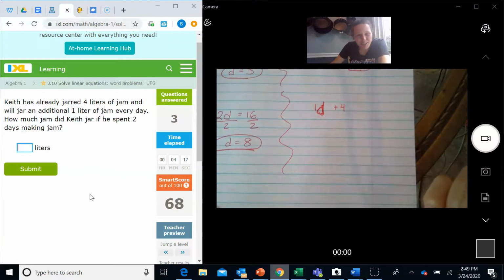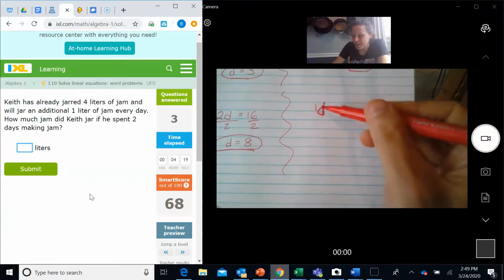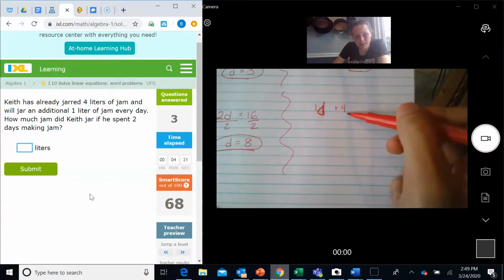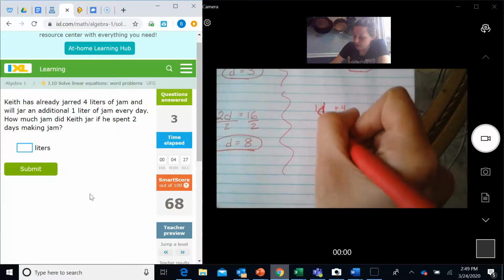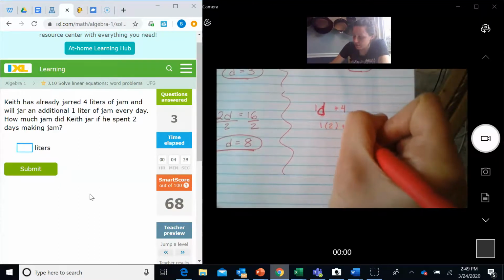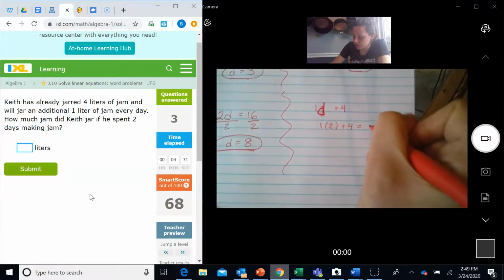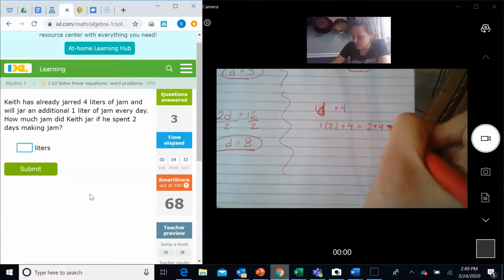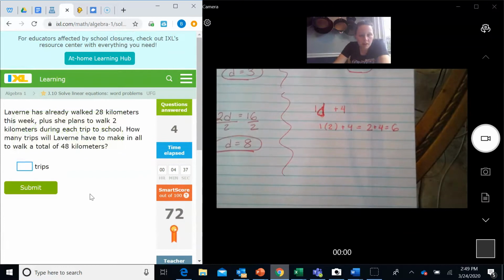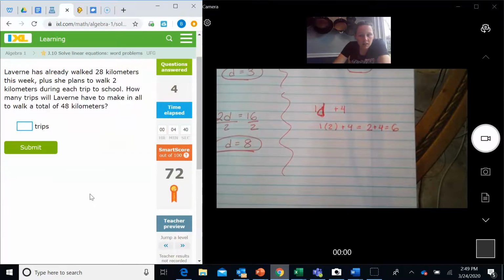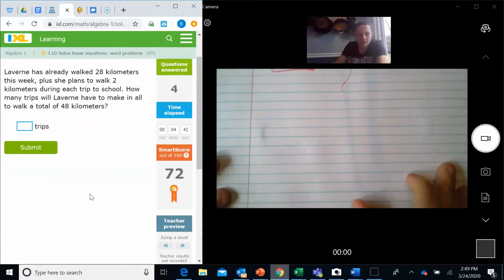Tongue twister. Okay, so 1 jar of jam per day plus 4 he already had, so we just need to plug in 2 for the number of days that have passed. So 1 times 2 plus 4, that's 2 plus 4 is 6. And I'm going to do one more.